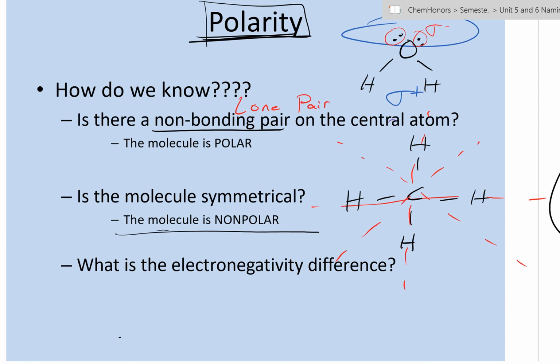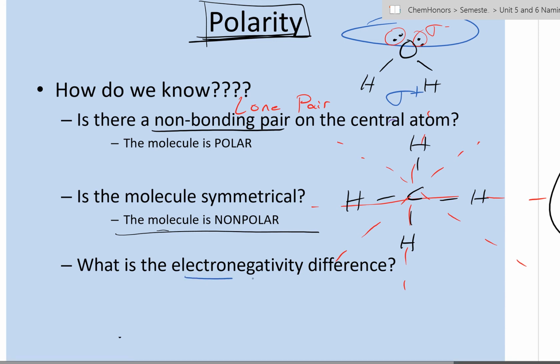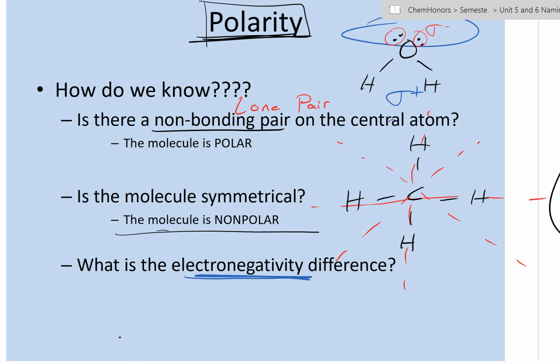And then lastly, the way that we can determine whether something is nonpolar, polar, or ionic is depending on the electronegativity difference of the elements in question. If the two elements have a very big electronegativity difference, that tells us they're either polar or ionic. If there isn't a really big difference, they're going to be pulling on the electrons about the same, so they're going to be very nonpolar.